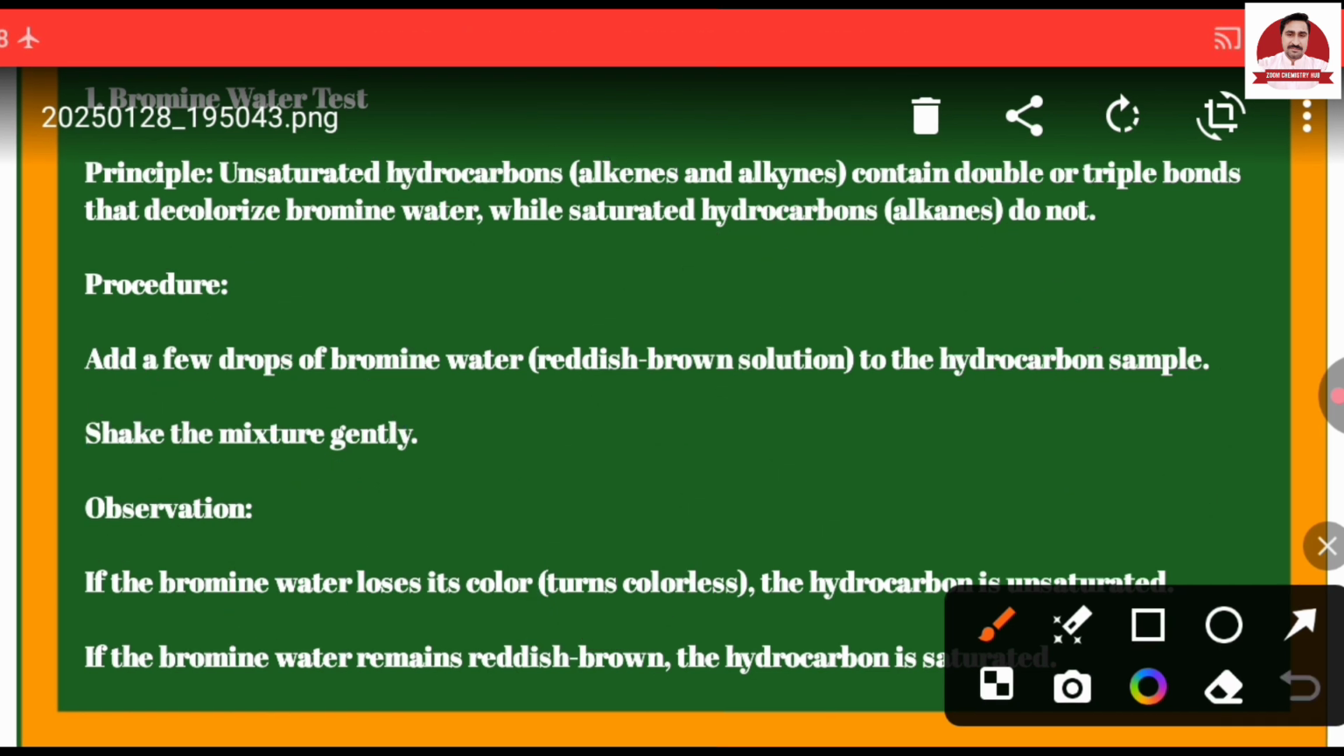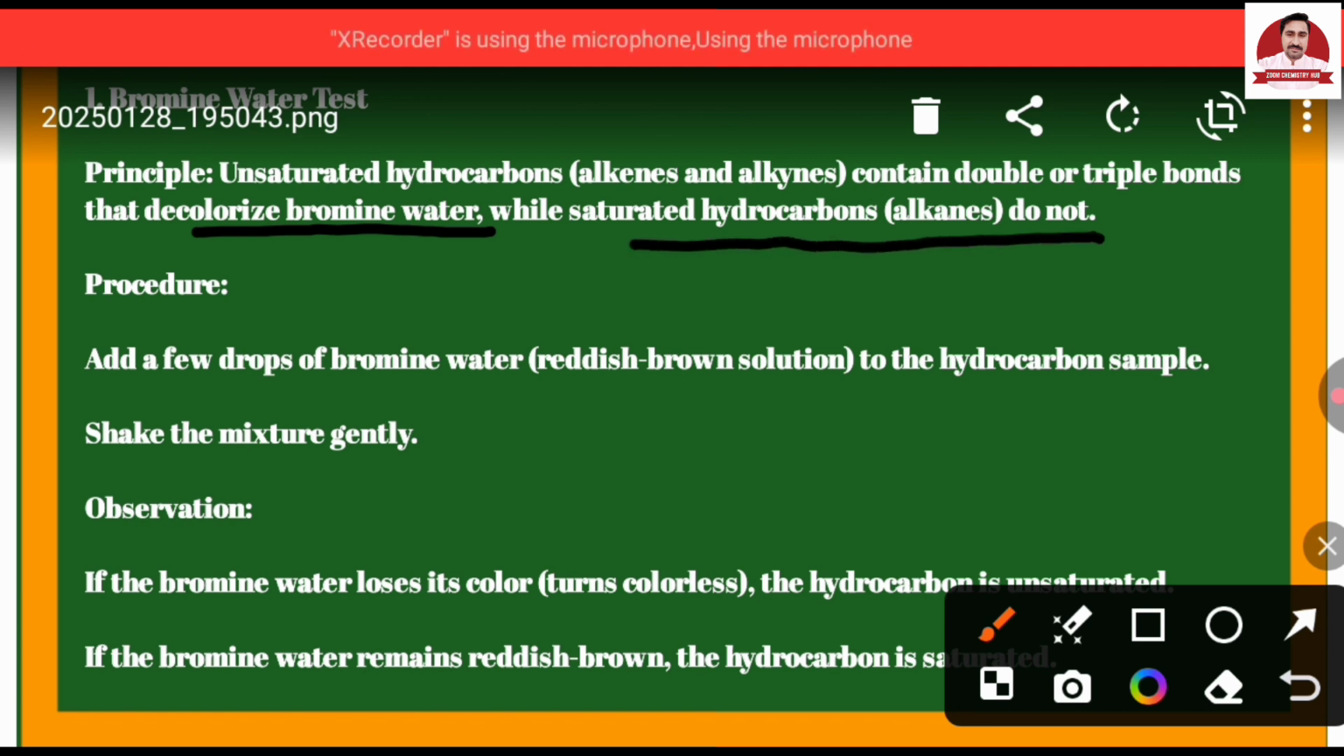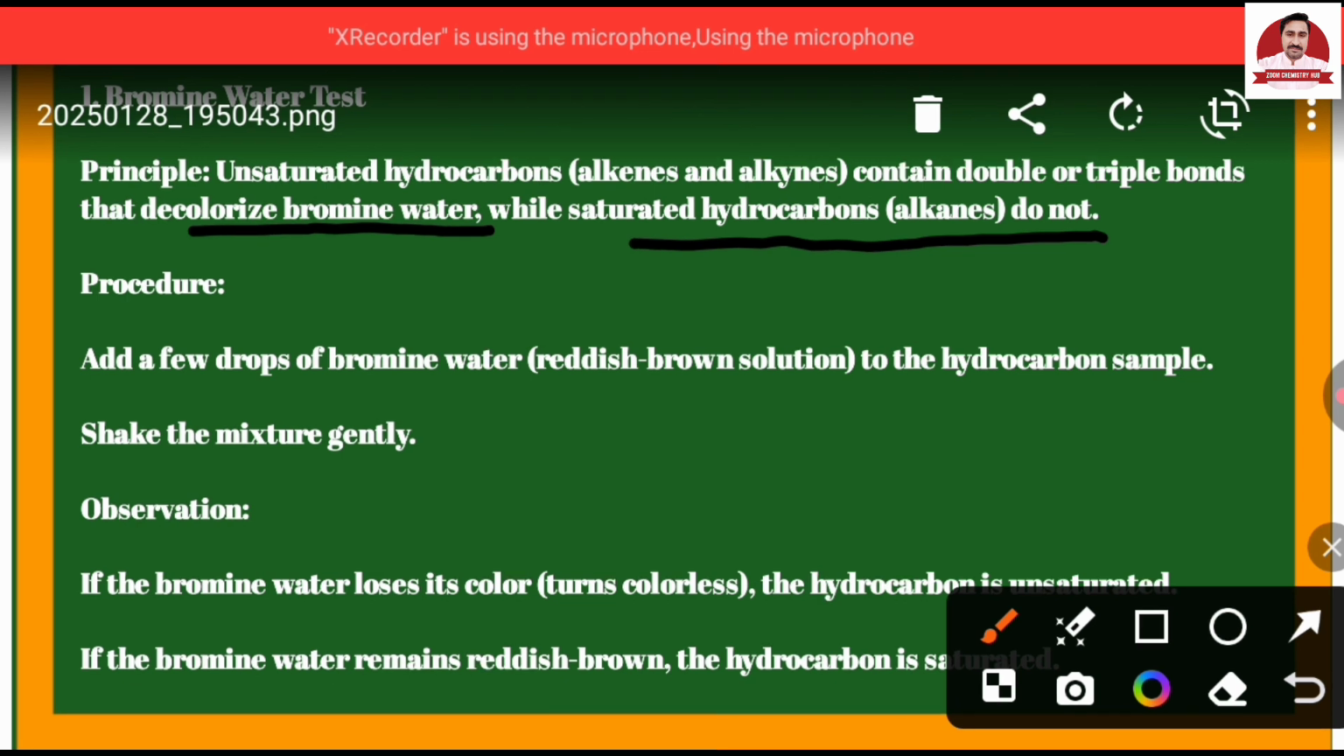So the principle is that unsaturated hydrocarbons, alkene and alkyne, contain a double or triple bond that decolorizes the bromine water, while saturated hydrocarbons, that is alkane, do not decolorize the bromine water. And observe what the observations are when we add the bromine water to the hydrocarbons.